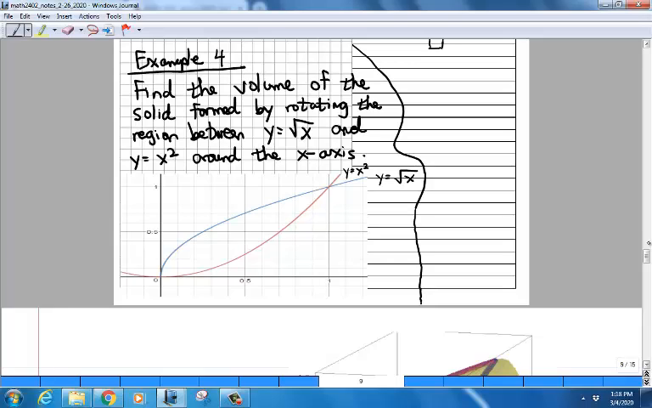So notice this region is not quite as simple as in the prior example. You don't have just the area beneath the curve down to the x-axis. You have the area between two curves, right? So if you draw a picture of that area, it's going to be the area here between these two curves. So if I shade that area in, there's what it looks like, and then we're going to take that and rotate it around the x-axis.